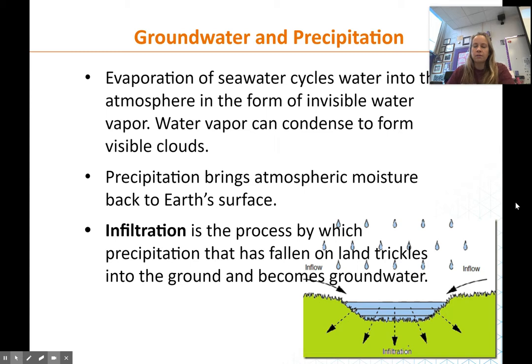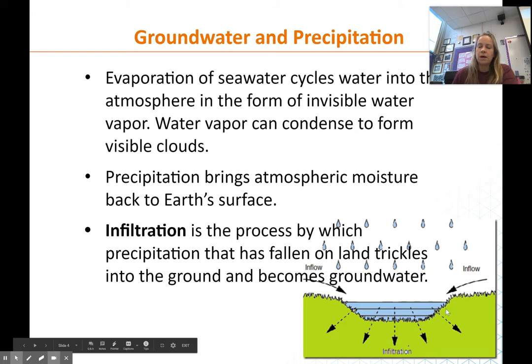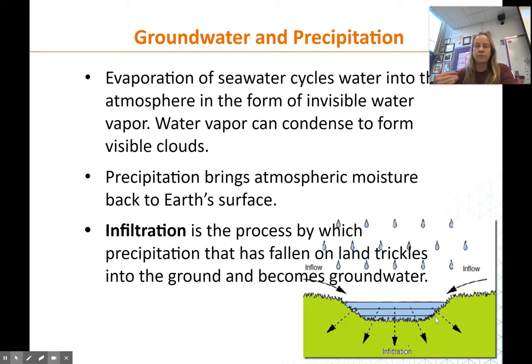So, as the water comes down, evaporation from seawater or lakes occurs, and that goes into the atmosphere and precipitates down into the ground, into the lakes, the rivers, and then that infiltrates down into the ground. So this infiltration, this word is important, infiltration into the ground. And that's how precipitation gets into the groundwater.